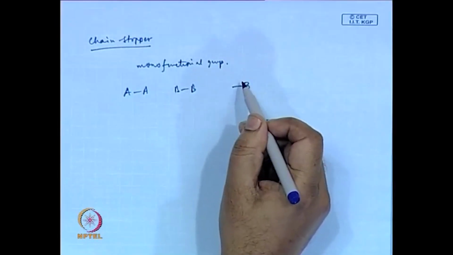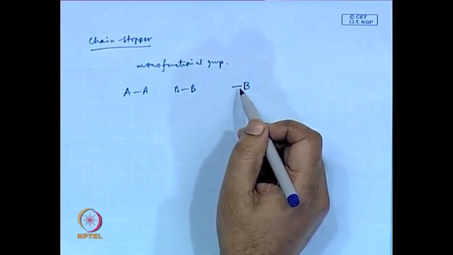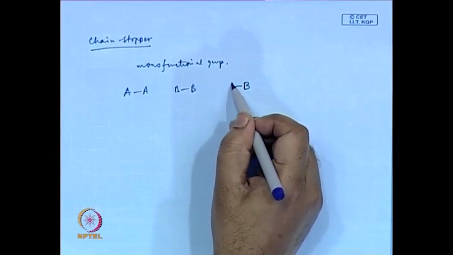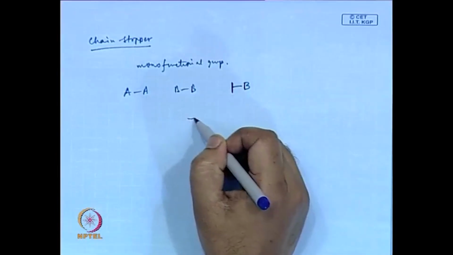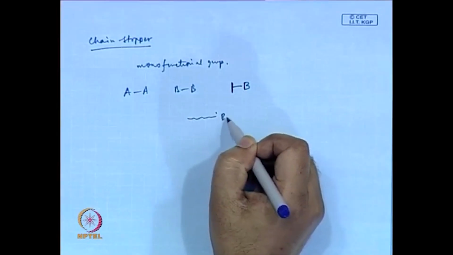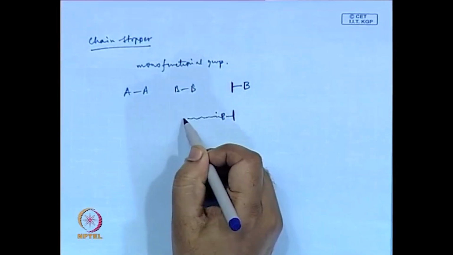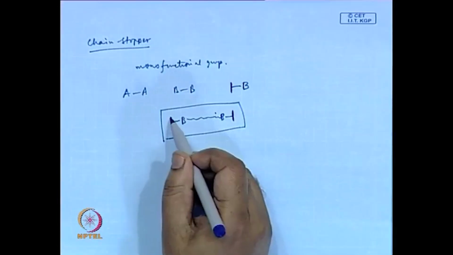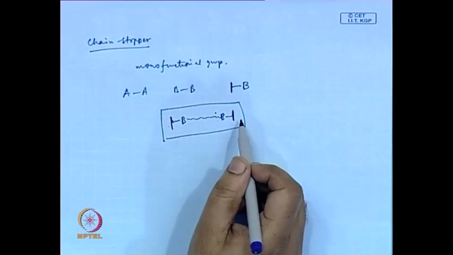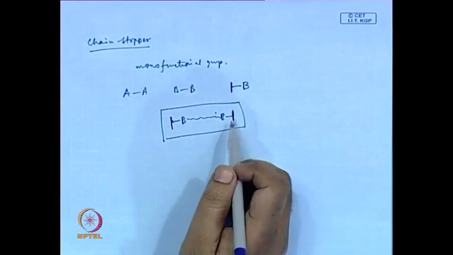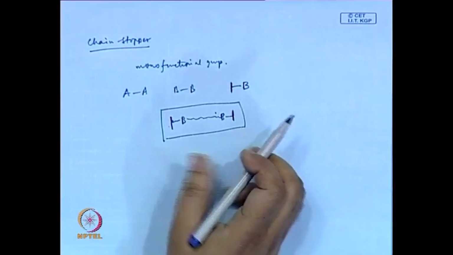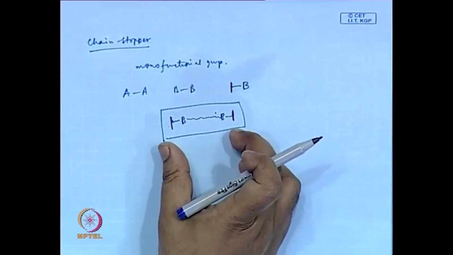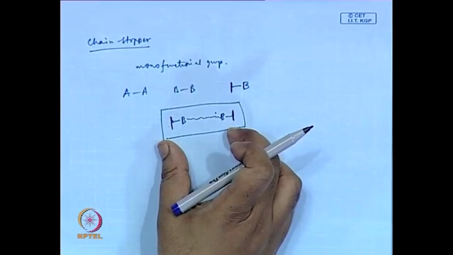Then the chain in which the ends are capped with B, the other ends are dead. This is a dead end. So, if you have some chain like this, B with dead end here and again B with dead end here, then you are forming a chain which does not have a reactive group on either side. That means this chain cannot take part in further reactions, which will allow you to control the molecular weight. Let us take an example.